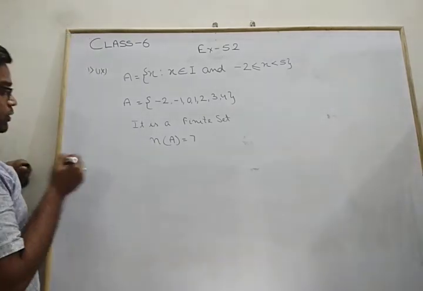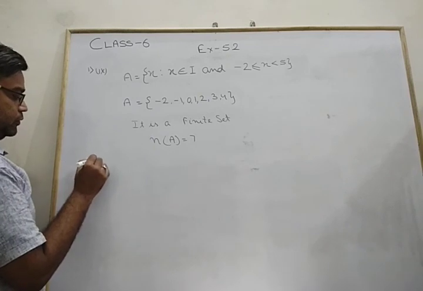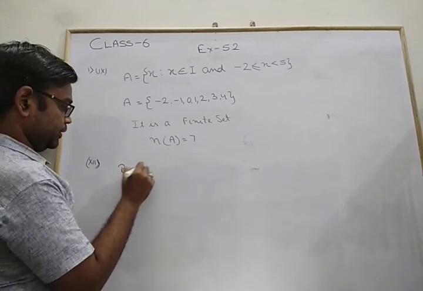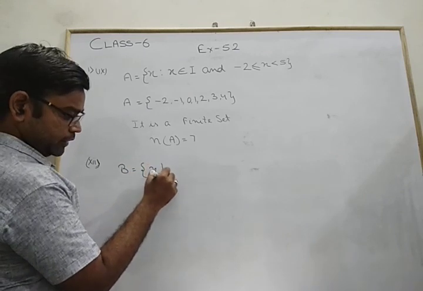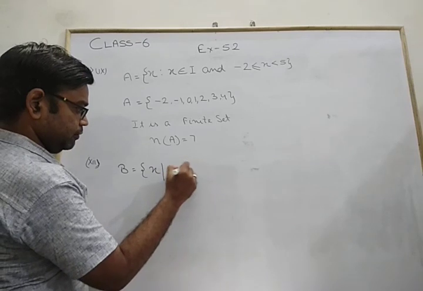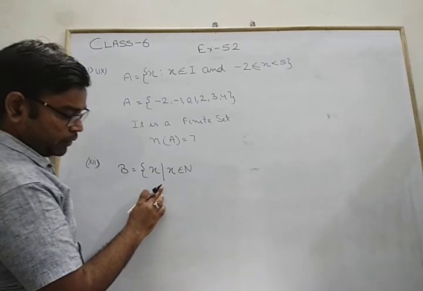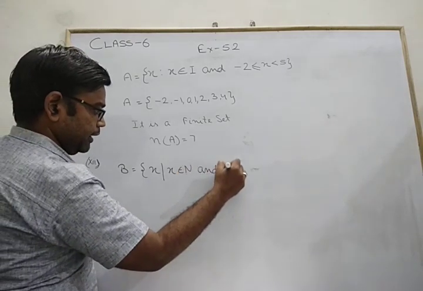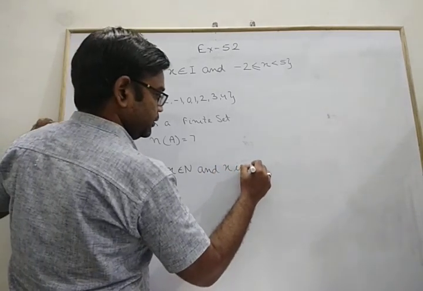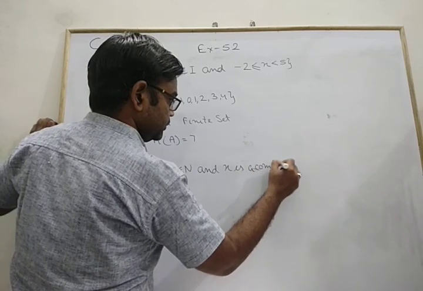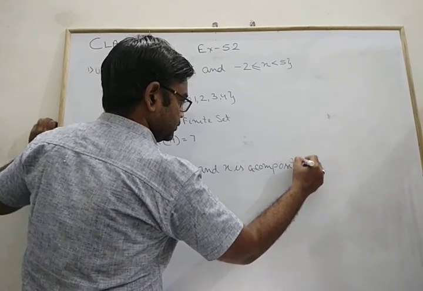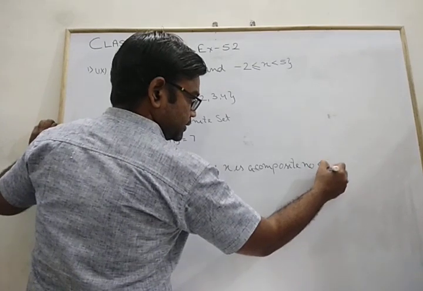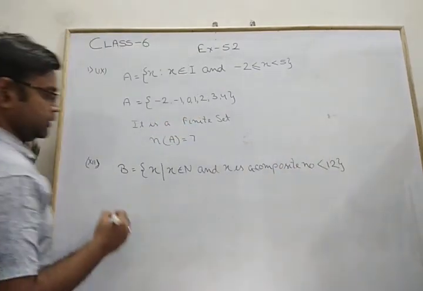Now solve the last question, that is 12 one. The question says that set B is given as the set of x such that x belongs to N, I use the bar in place of colon, that is the set of natural numbers, and x is a composite number less than 12. This is the set.